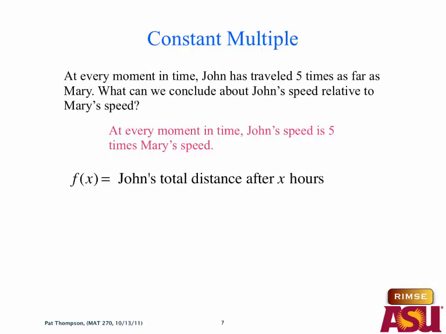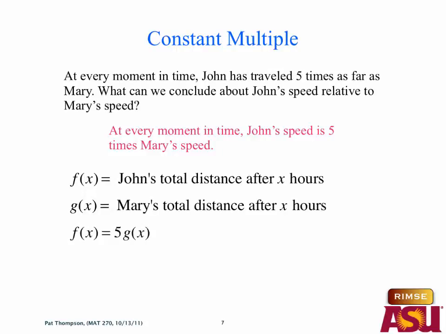So if f of x is John's total distance after x hours and g of x is Mary's total distance after x hours, then this says that the distance John travels is always 5 times the distance Mary has traveled. So what's the rate of change of f with respect to x, or John's speed? It's always 5 times Mary's speed. How would we write that? The rate of change of f with respect to x is 5 times the rate of change of g with respect to x.